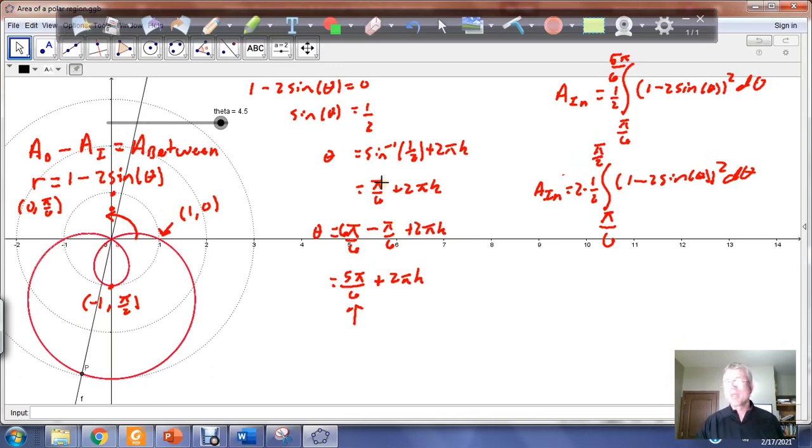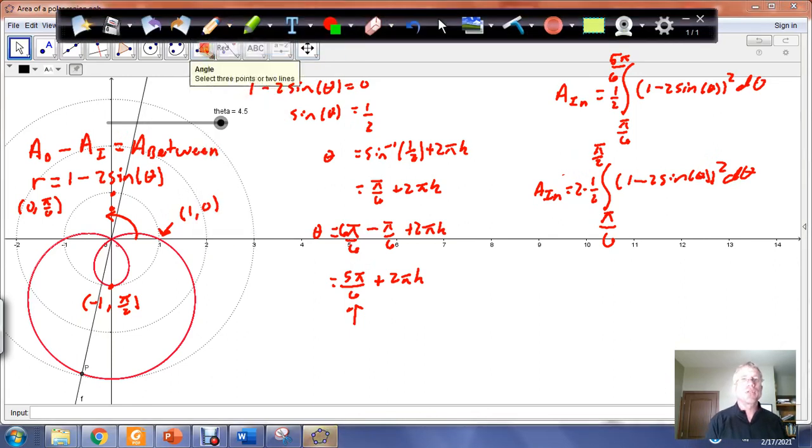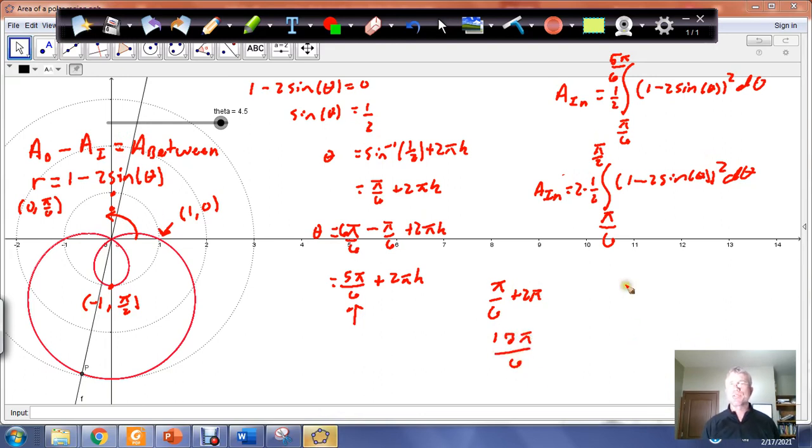So we could let k equal 1 on the first equation we used, because they're going to alternate. We're going to this one, back to this one, back to this one. So if we just did pi over 6 plus 2 pi k and let k equal 1, we'll see that we'll be back at the pole at 13 pi over 6. So that's one way to get the area of the outer limacon.